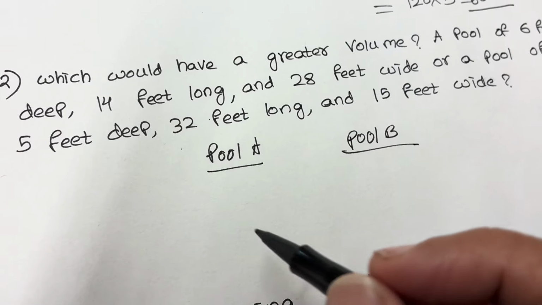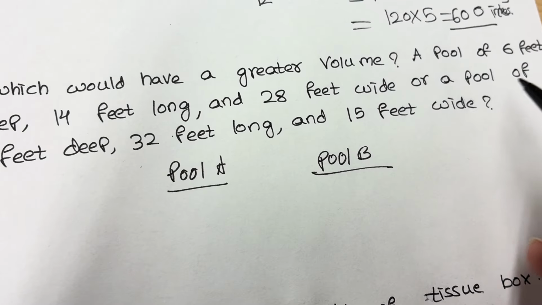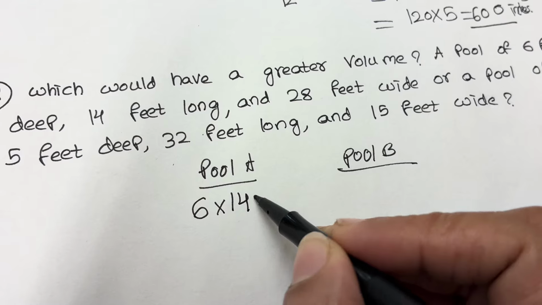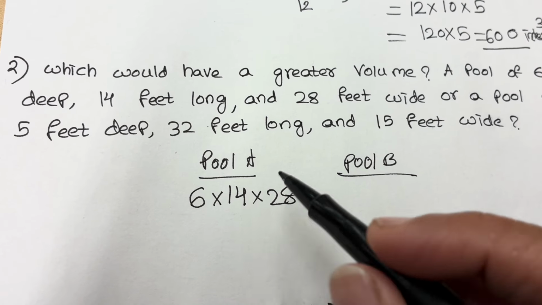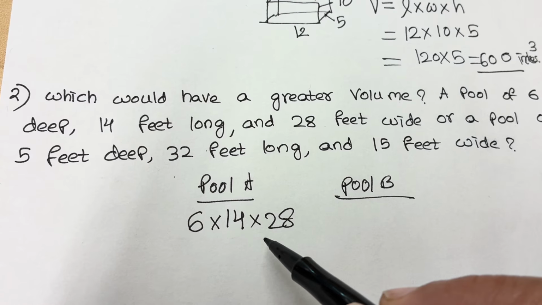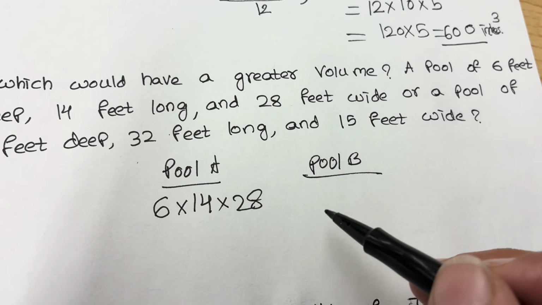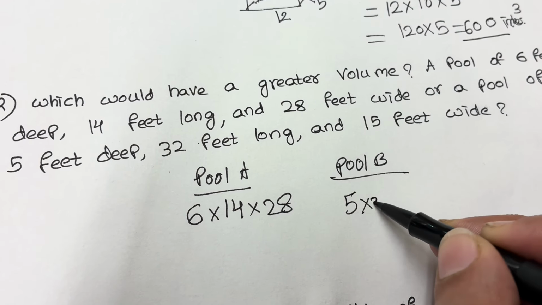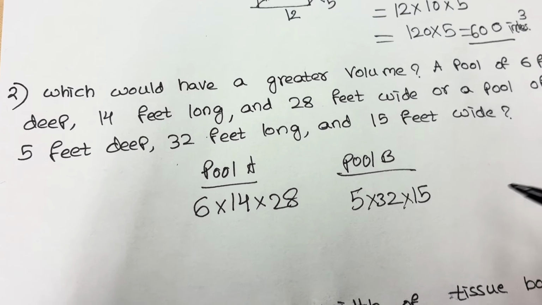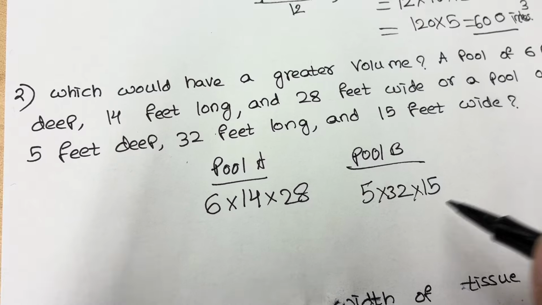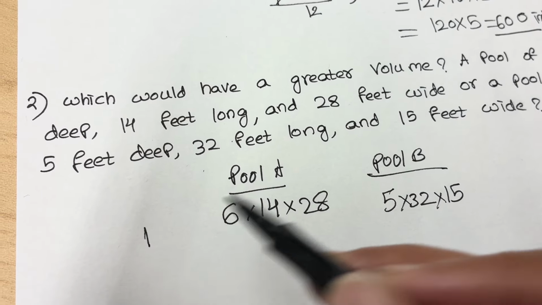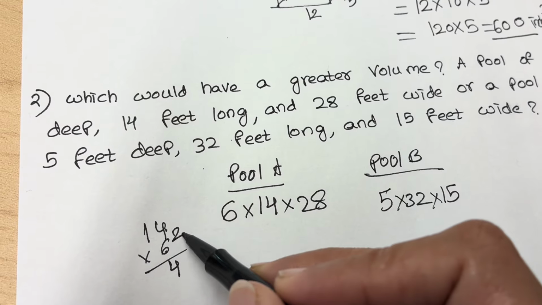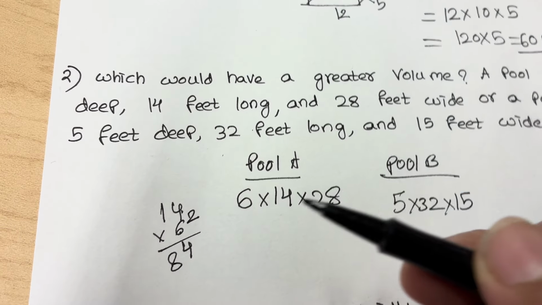Okay, and for volume of pool A, it is 6 feet deep, so 6 times 14 feet long and 28 feet width. So we are multiplying length into width into height for the formula for the volume of that pool. And second pool is of 5 feet deep, 32 feet long and 15 feet wide. So we are multiplying 5 times 32 times 15. So 6 times 14: 6 times 4 is 24 and 2 is carried. 6 times 1 is 6 plus 2 is 8, 84.